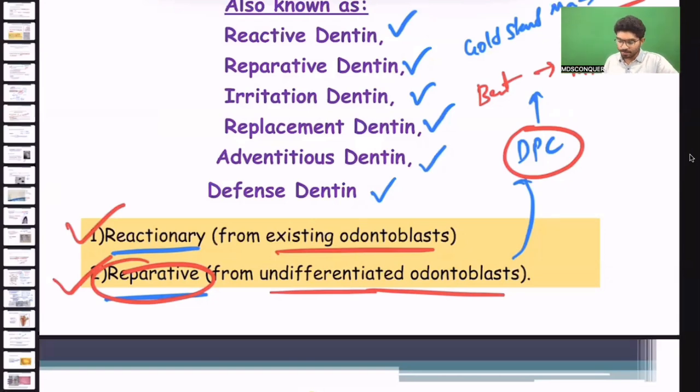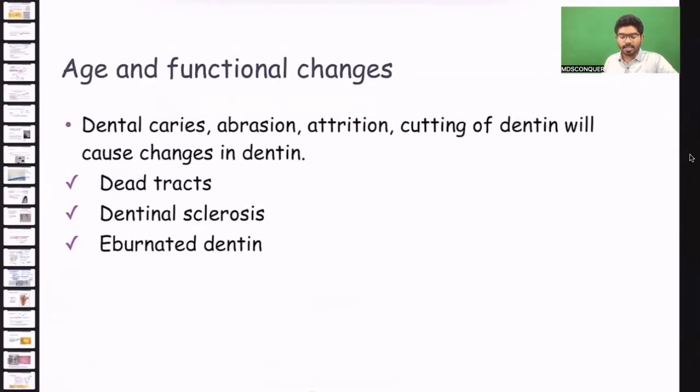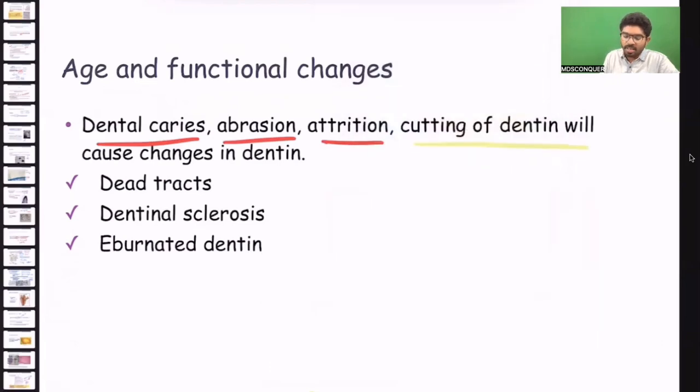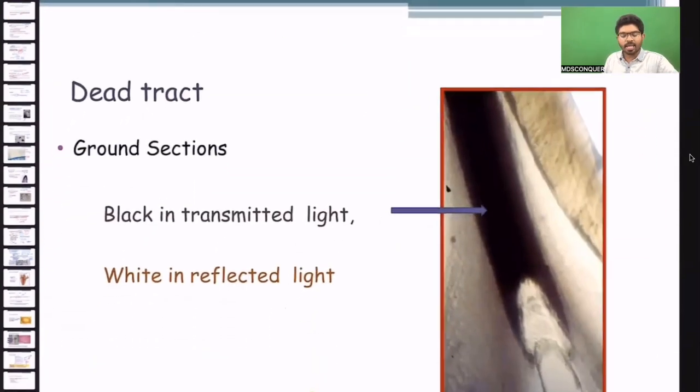Okay, clear? So age changes like dental caries, abrasion, attrition, and cutting of dentin during cavity preparation will cause changes. Those changes can be tracts, sclerosis, or you will have unburst dentin, and all this can happen. Dead tracts, you are very familiar.